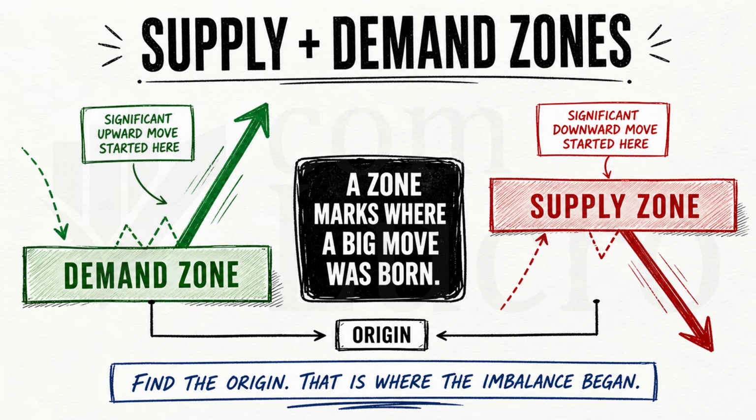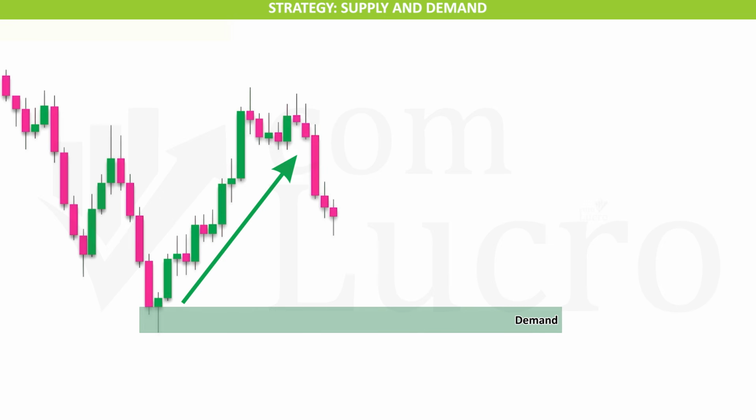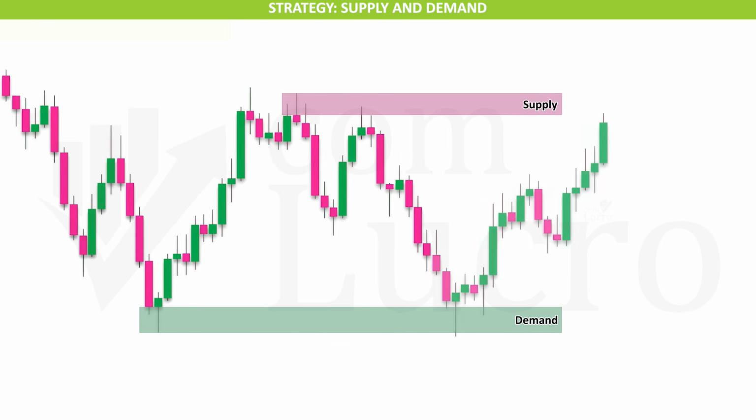Finally, supply and demand. Supply and demand zones are areas where a significant price movement originated. If price moves significantly upwards from a level, that area is considered a demand zone. If price moves significantly downwards from a level, that area is considered a supply zone. Just like support and resistance, these zones can be treated as key levels for potential entry positions.